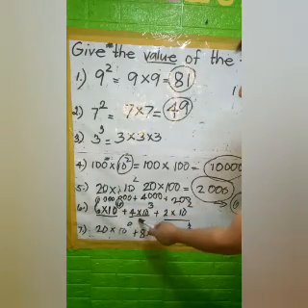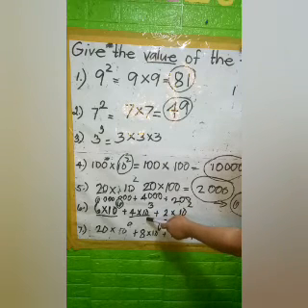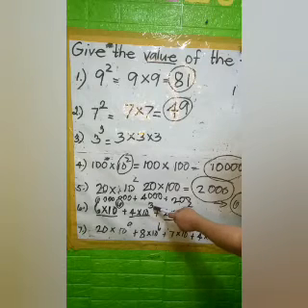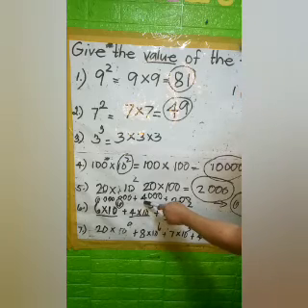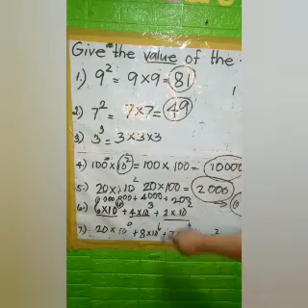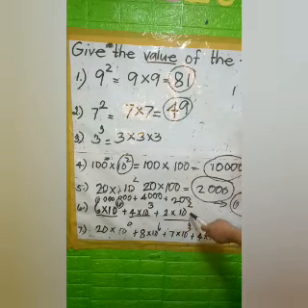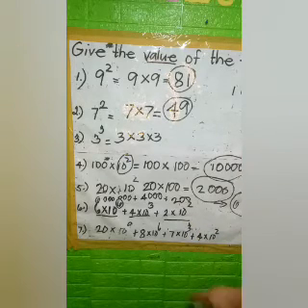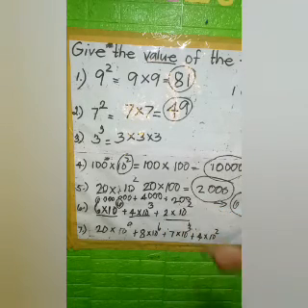Next, 4 times 10 cubed. So what is the value of 10 to the power of 3, or 10 cubed? That is 1,000. So 1,000 times 4, so that would be 4,000. Plus 2 times 10 to the power of 2. What is the value of 10 to the power of 2, or 10 squared? That is 100. Then you are going to multiply it by 2, so that would become 200.